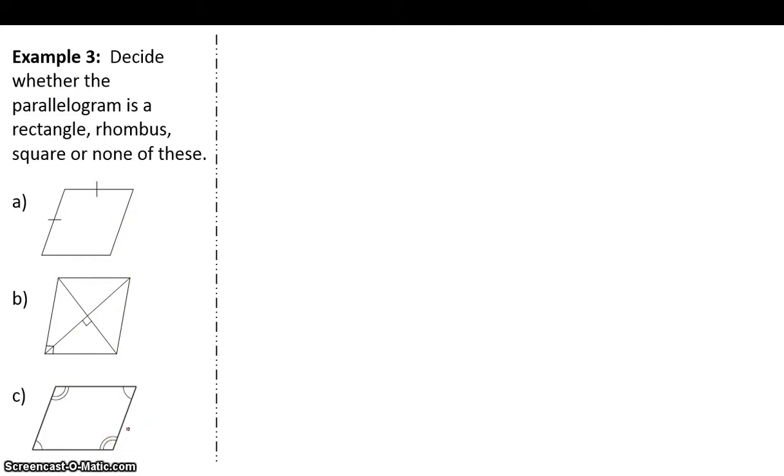You don't have to use one of the 5 ways to prove that it's a parallelogram because they're already telling us these are parallelograms. Now we're just trying to see if we can go further and say whether it's a rectangle, rhombus, or square, or none of these means it's just a plain old parallelogram. It's not one of these other special parallelograms. Okay? So on part A, looking at that, is that one of the ways that we could prove rectangle, rhombus, or square?